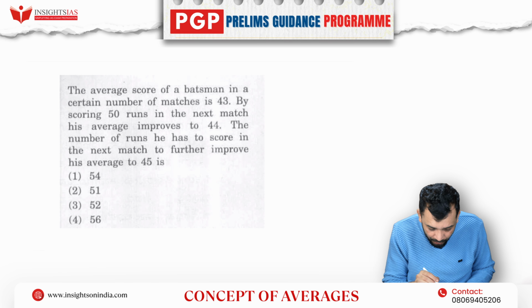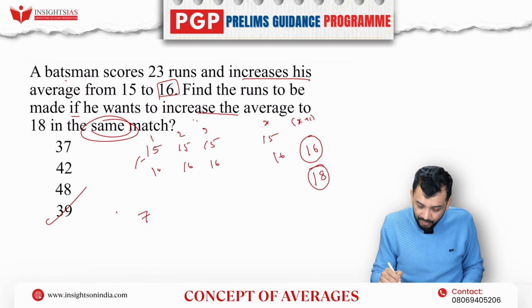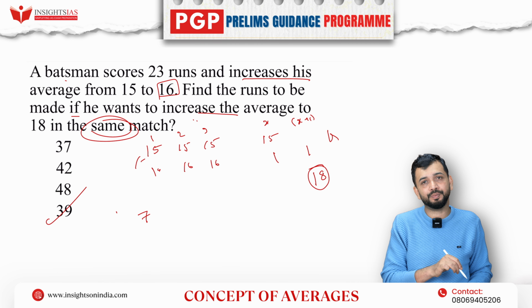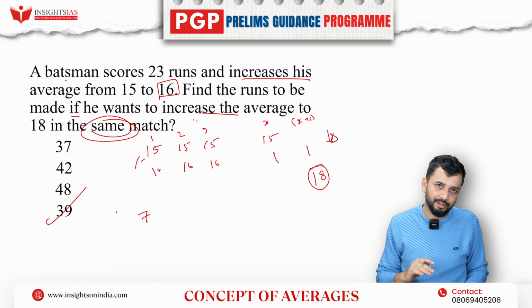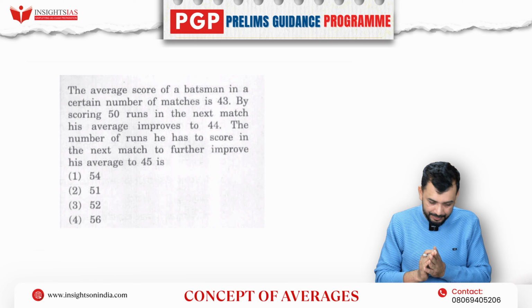Here you have to observe the question is in the same match only, not in the next match. So that is why we have to do, instead of 16, if he wants to make it 18, how much he has to do. Next match means that is a different kind of problem, right? So now we will see the last problem for the day and we will wind up.